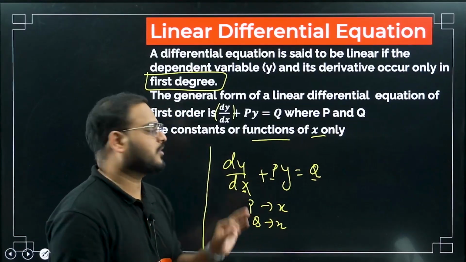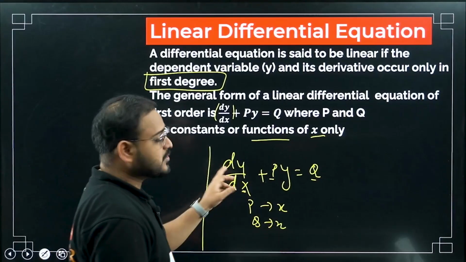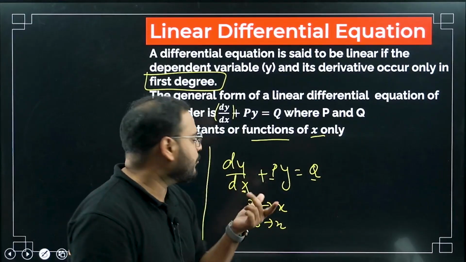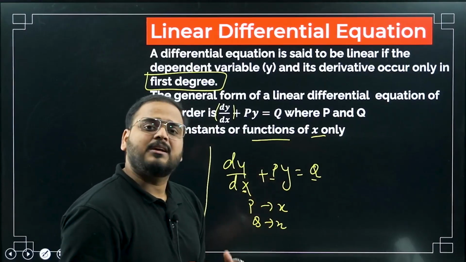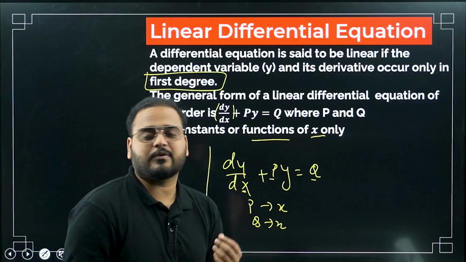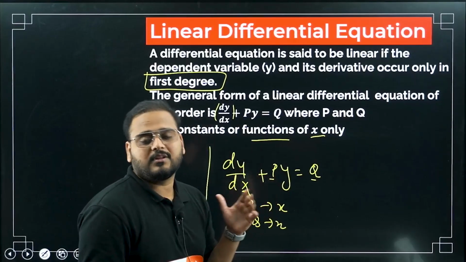This is the prerequisite of the linear differential equation. Degree is 1, and you should be able to reduce any equation given. They'll not give it to you in this form directly all the time. Sometimes they do give it, but all the time they'll not give you any differential equation in this form, of a linear kind.